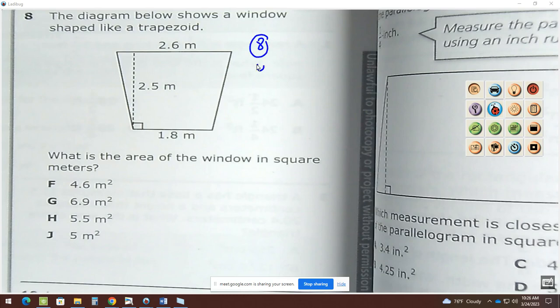Number 8, what is the area? What else is important? What type of shape is it? Trapezoid. So it's also right here, trapezoid. So I'm going to say trapezoid. Whenever I'm copying in blue, that's what you put on your paper. Okay?